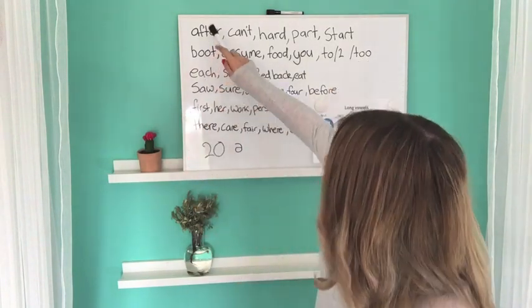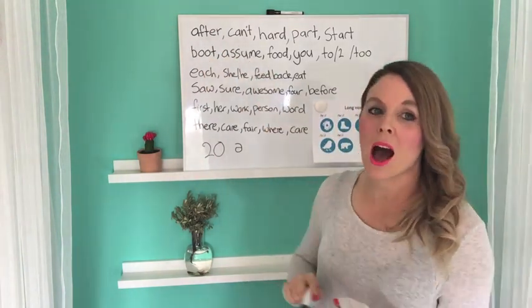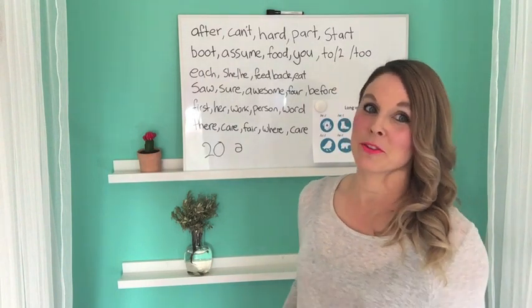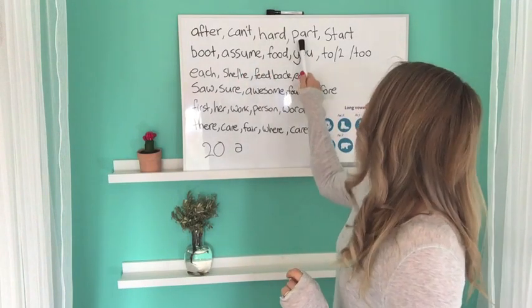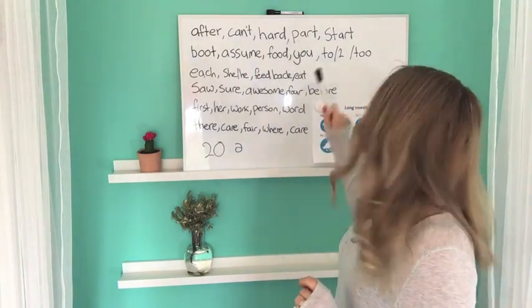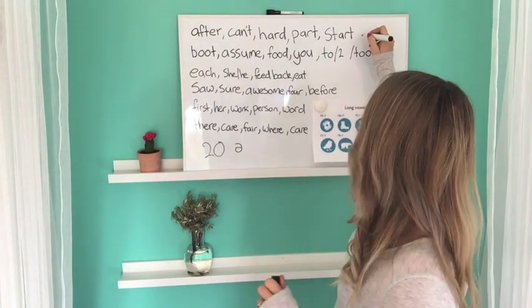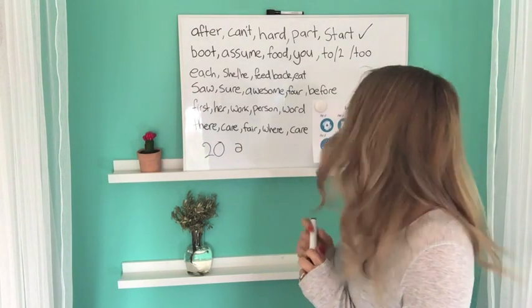That might be worthwhile. So after, can't. But you want to make sure that one has a long A, otherwise it becomes a very rude word in English. Hard, part, start. Okay, so that's the R vowel.